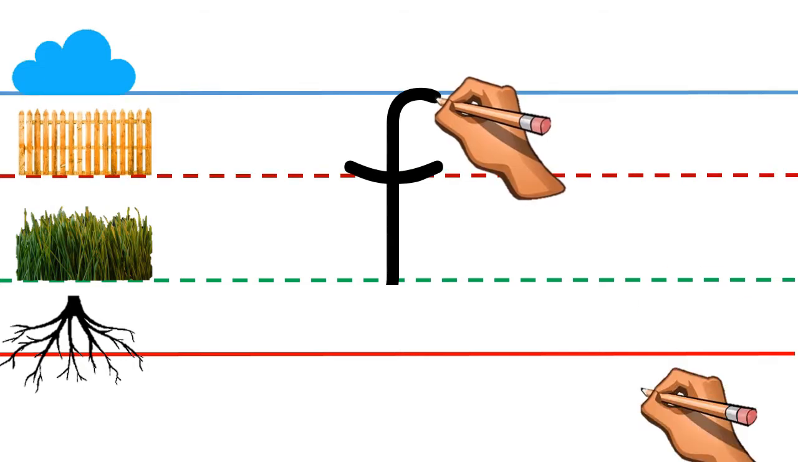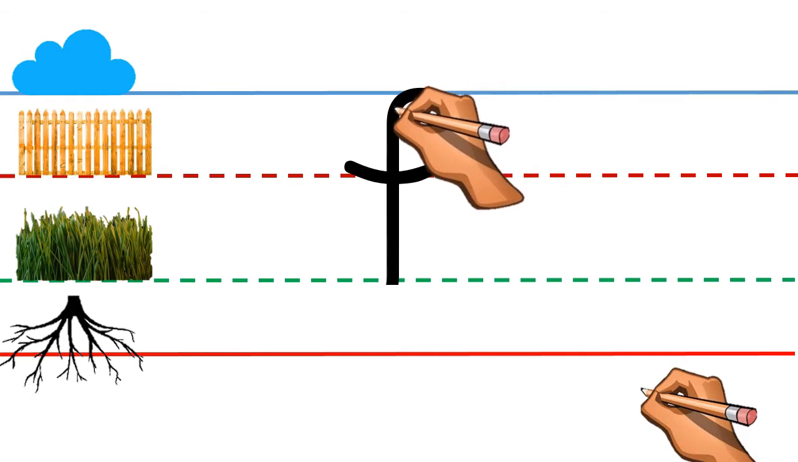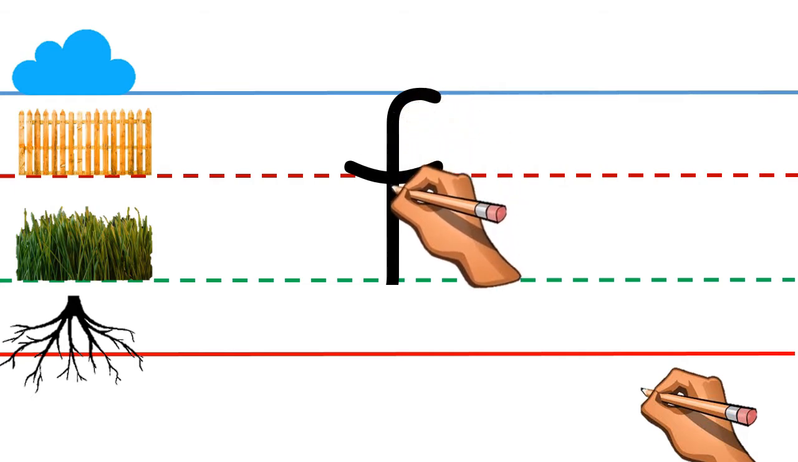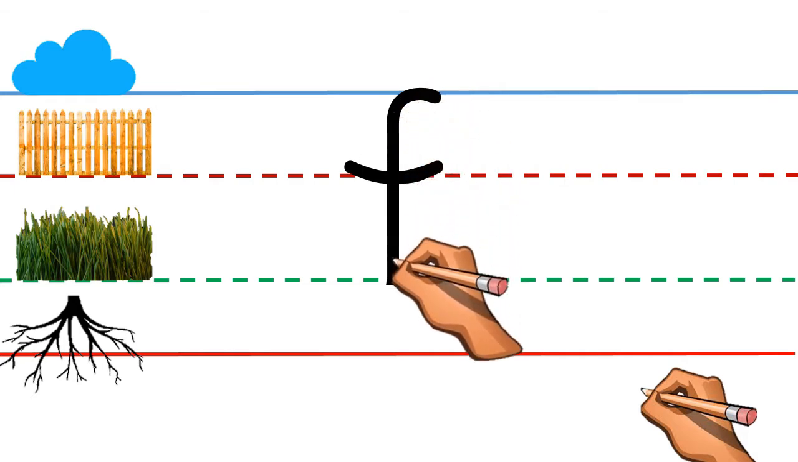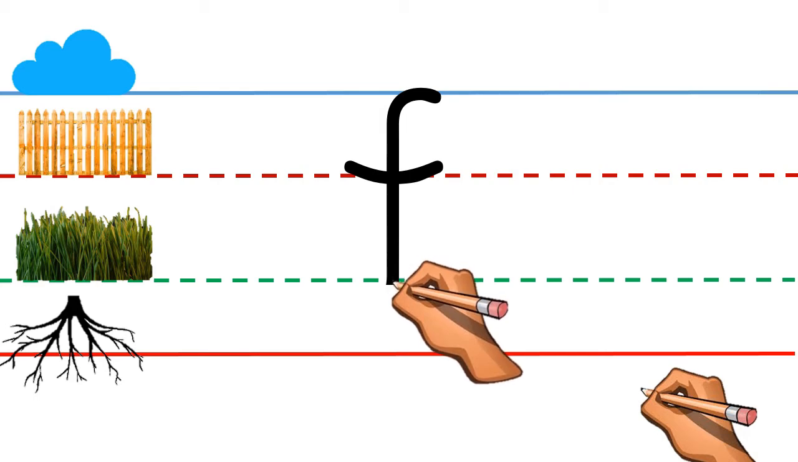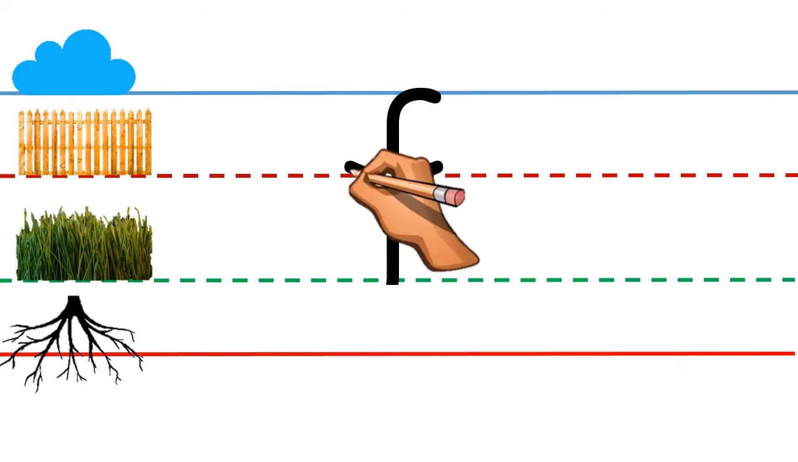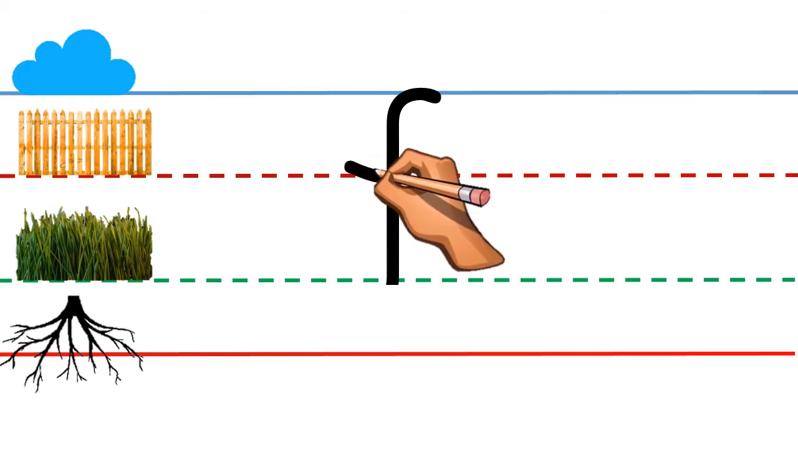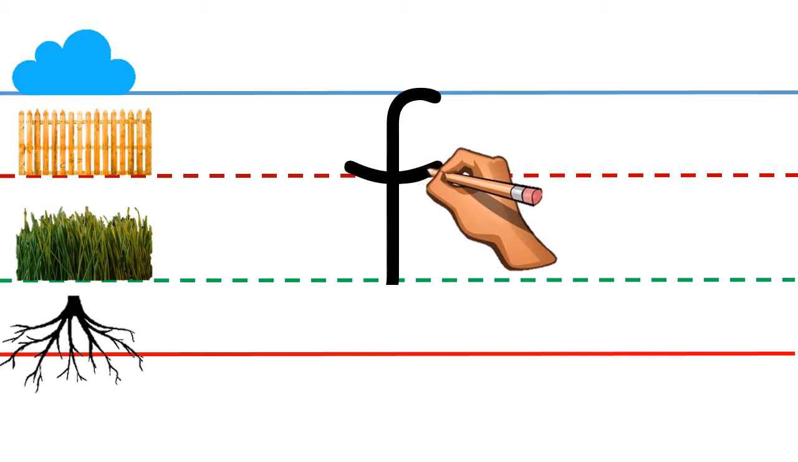Put your pencil below the skyline. Now make a curve while touching the skyline. Now come down straight and touch the grass line. Now put your pencil on the fence line and make 2 hands.